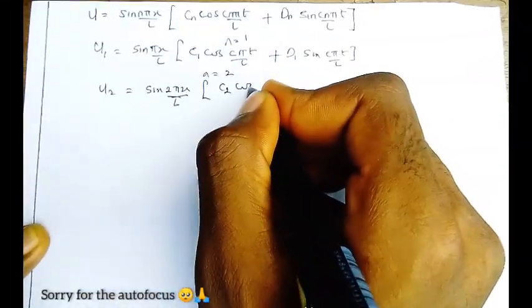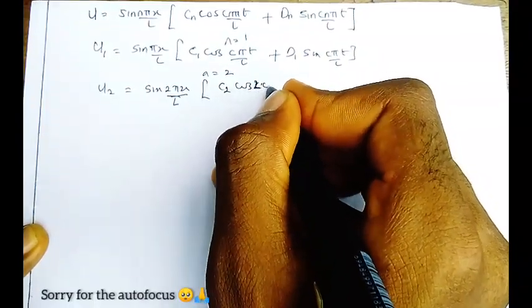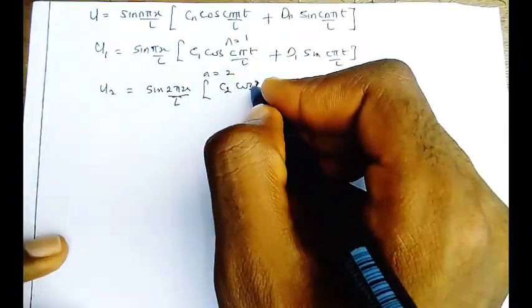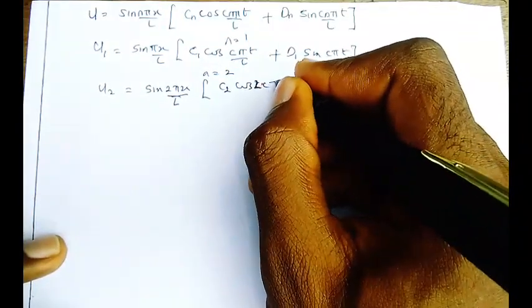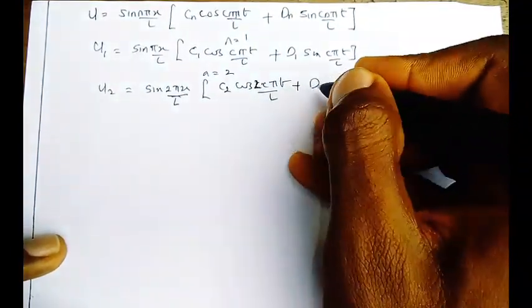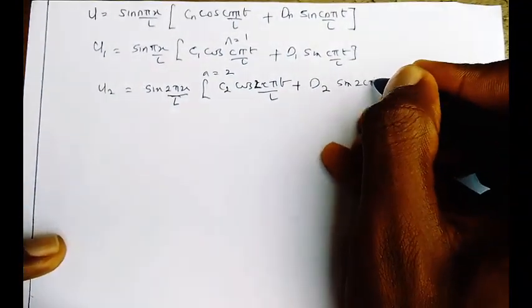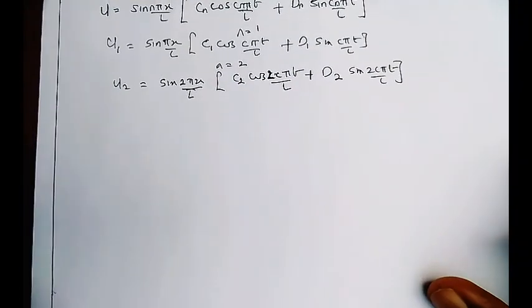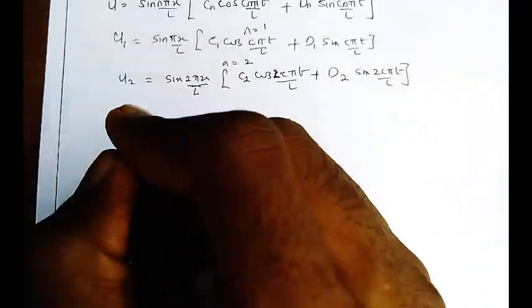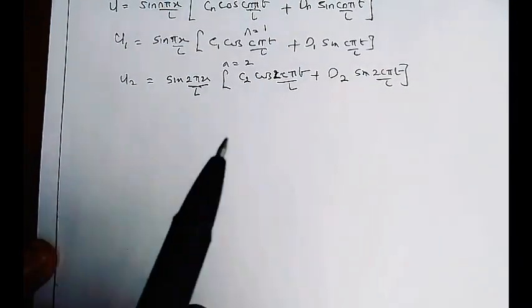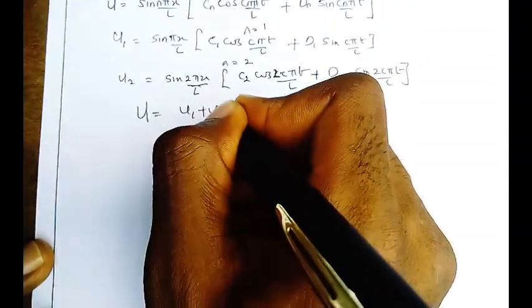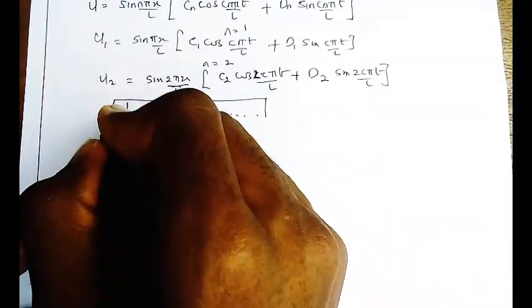2cπt/L. Remember, this is n here also, that's why I'm substituting 2 here. So this is 2cπt/L plus d2 sine(2cπt/L). Now if you keep going and going, you have a series. When you have a series solution for u, the total solution is going to be u equals u1 plus u2 and so on, the summation of all my series.